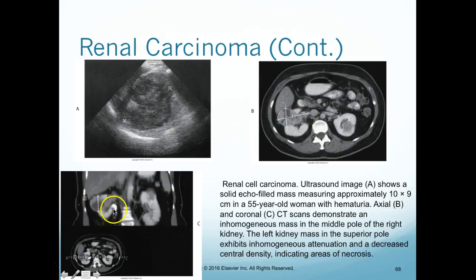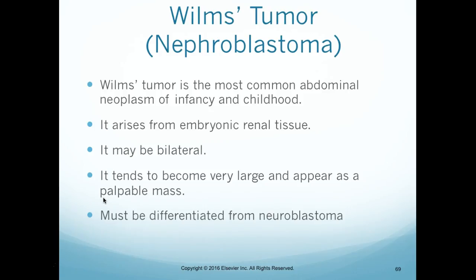You can see the cortex here at the top, and this is just eating away of the kidney. So Wilms tumor or nephroblastoma. So Wilms tumor is the most common abdominal neoplasm in infancy in children. It arises from the embryonic renal tissue. It may be bilateral, oh my gosh, and it tends to become very large and appear as a palpable mass. It may be differentiated from a neuroblastoma. You need to figure out which one it is.